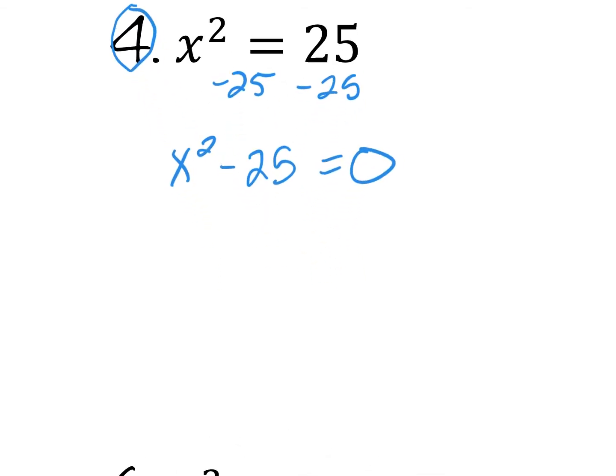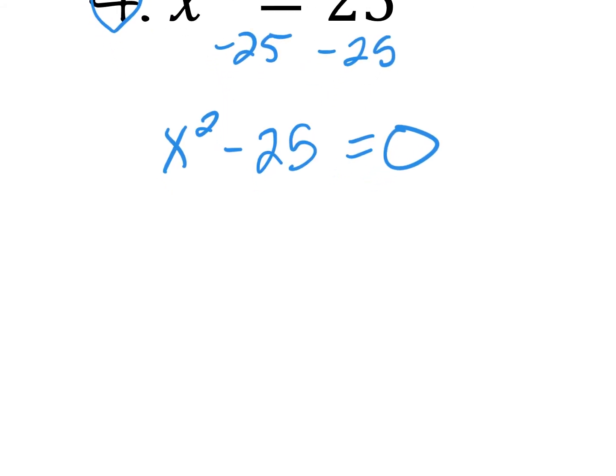Okay, now we can factor this. And hopefully you're recognizing that this is a difference of 2 squares. X squared is a perfect square, and 25 is a perfect square. And it's a difference because it's being subtracted. So we can factor this into x plus 5 times x minus 5.